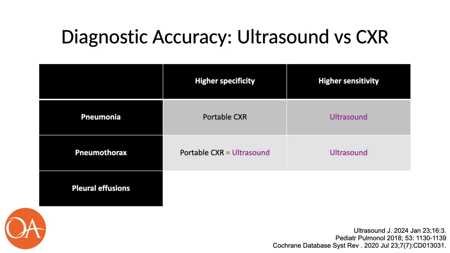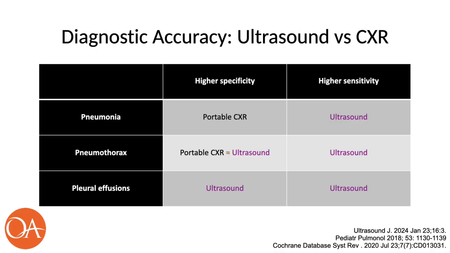For detection of pneumothorax, portable chest X-ray and ultrasound each have high specificity around 99 to 100%, but ultrasound has significantly higher sensitivity and is able to pick up pneumothoraces that are invisible on chest X-ray. And for detection of pleural effusions, lung ultrasound outperforms portable chest X-ray in both sensitivity and specificity.